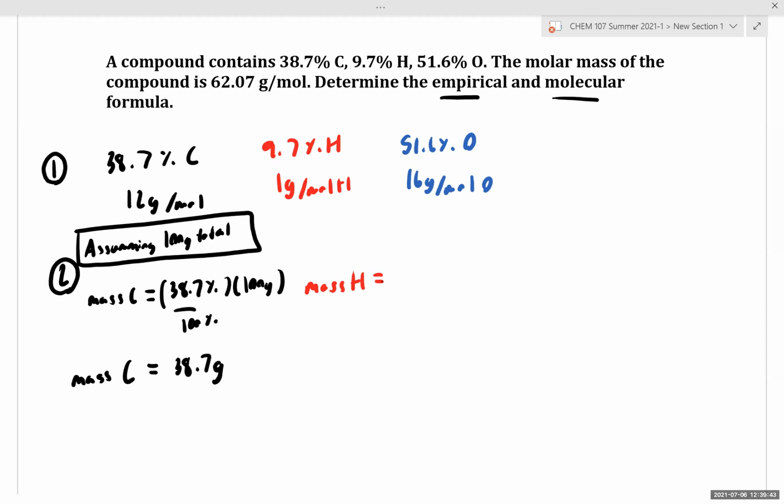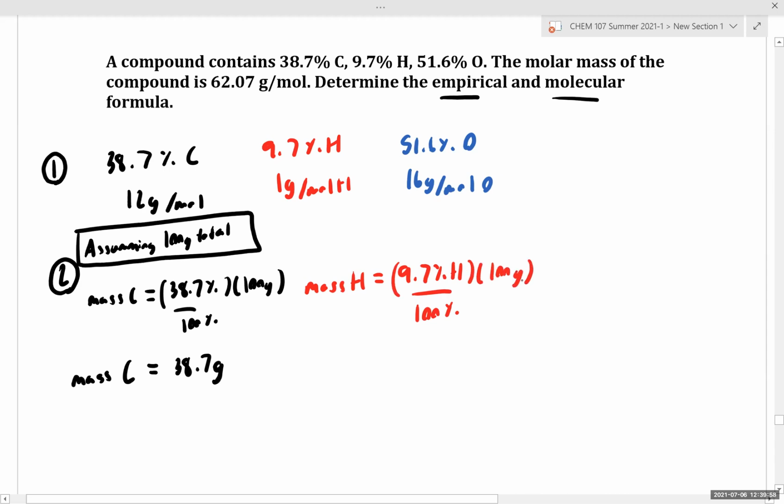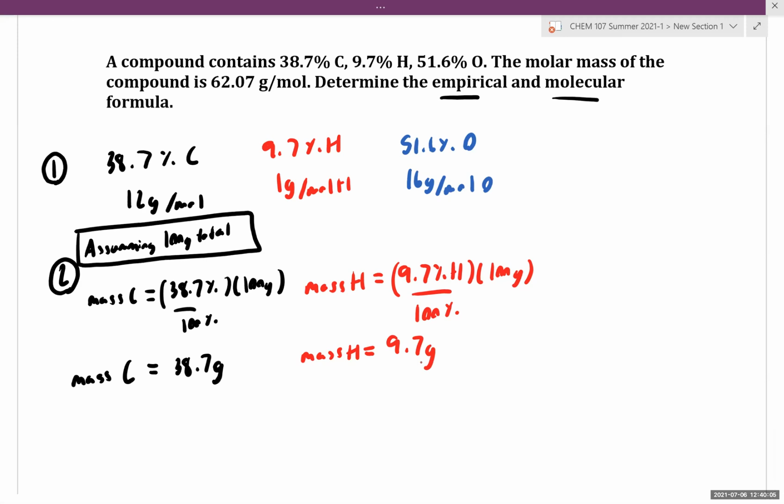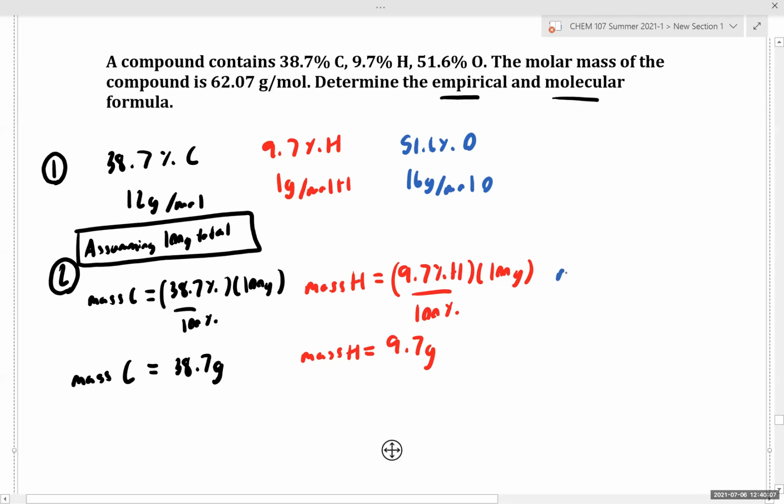For hydrogen, it would be 9.7 because we have 9.7% hydrogen by mass. We divide by 100% and we multiply by our total mass of 100 grams. That gives us a mass of hydrogen of 9.7 grams. You are correct that for oxygen, the mass of oxygen would be 51.6 grams. That is correct.